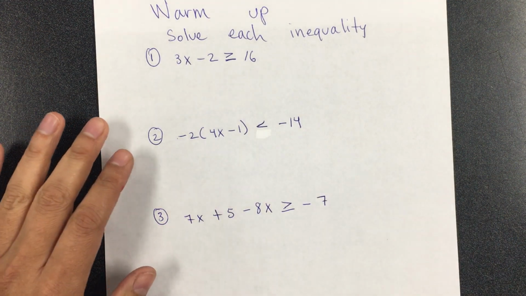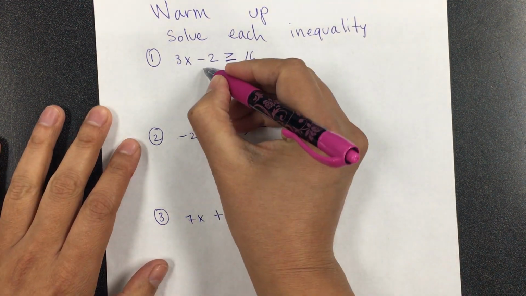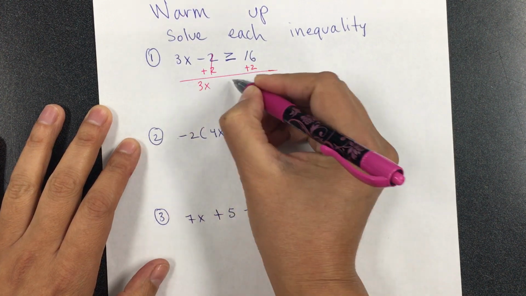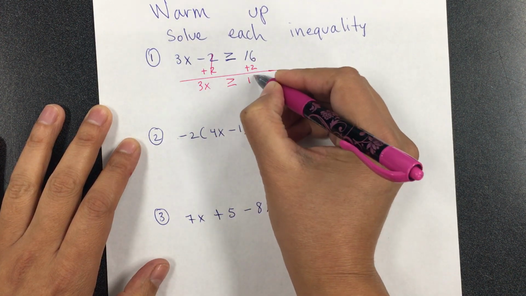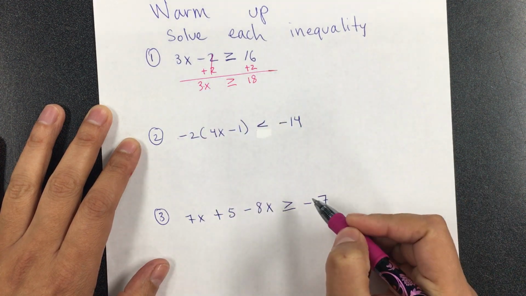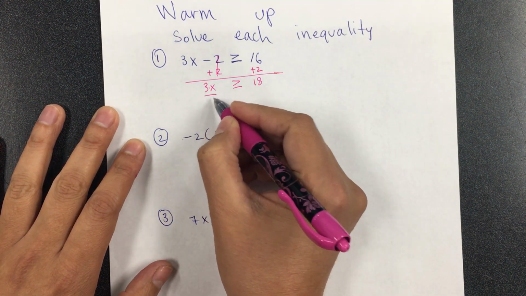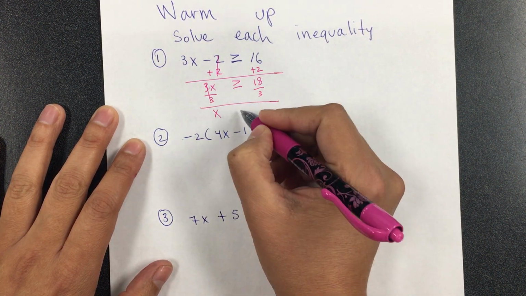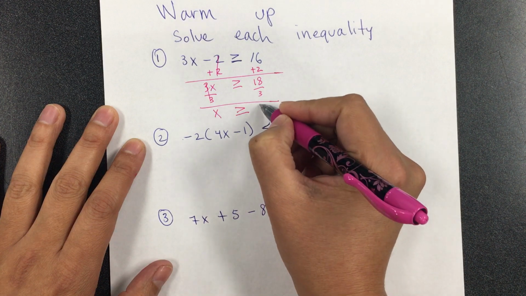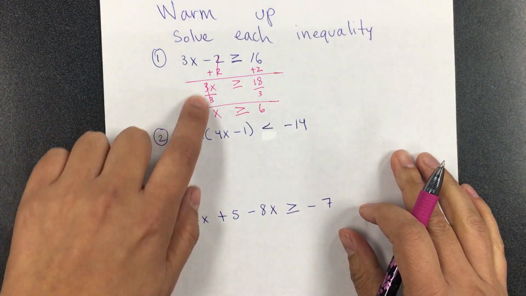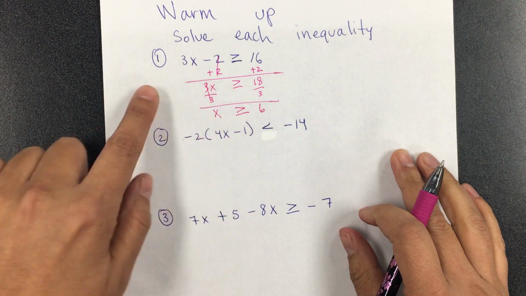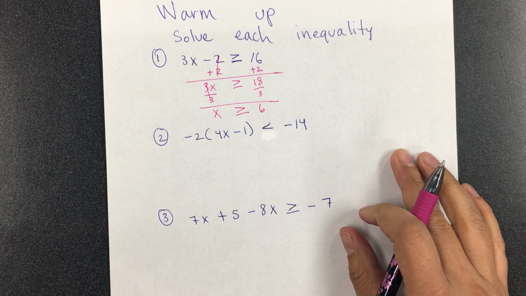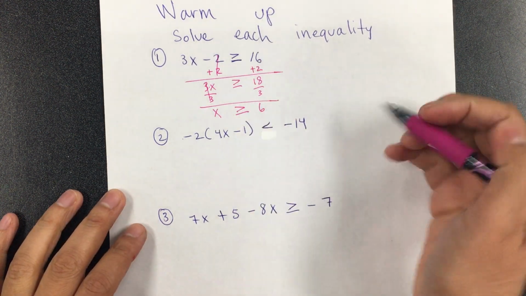Okay, so the first thing that we do to solve this inequality, we're going to add 2 to both sides. And so we get 3x is greater or equal than 18. The opposite of multiplication is division, or the inverse operation is division. So x is greater or equal than 6. We don't need to switch the symbol because this is positive. The coefficient of x is positive, we just keep the same symbol.